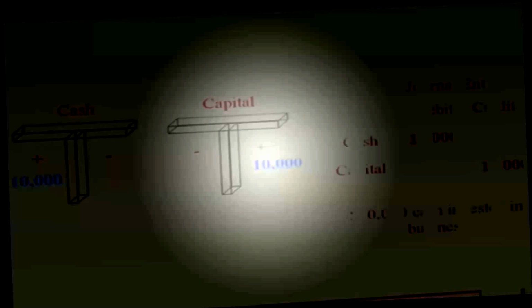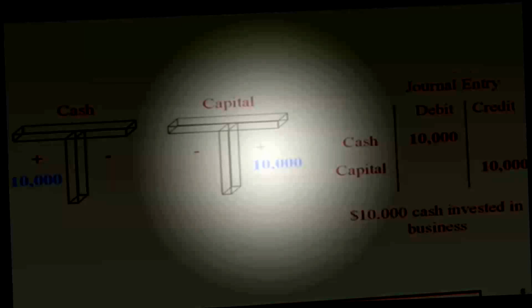Once you have done that, it's imperative that you write this down, explaining what's the left entry, which is debit, and what's the right entry, which is credit. This is done in a book called a journal. Hence, it's known as a journal entry. The journal entry for this transaction is now shown. Here it is. Cash was the left entry, 10,000. Capital was the right entry, 10,000. You have to explain in English what happened, so you would say 10,000 cash invested in the business.